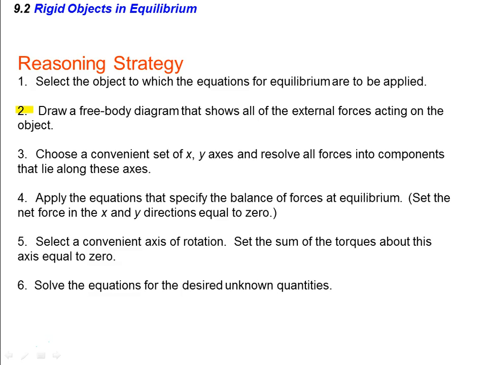Choose a convenient set of x and y axes and resolve all the forces into their components that lie on these axes. Then we want to apply the equations: Newton's second law, and Newton's second law dealing with rotation, where the sum of the torque equals zero in these equilibrium cases, which says the angular acceleration alpha is equal to zero. Select a convenient axis of rotation, so that the sum of the torque about it is zero, and then solve the equation for any of your desired unknown quantities.